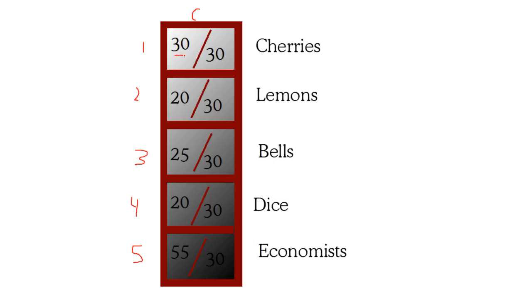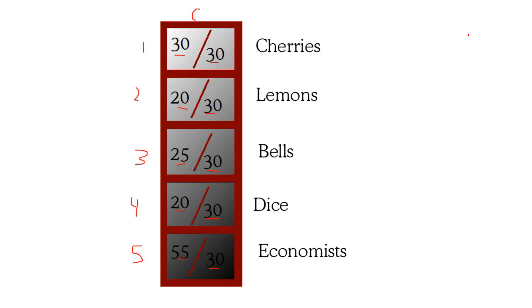So we observed 30 cherries, we expected 30. We observed 20 lemons, we expected 30. We observed 25 bells, we expected 30. We observed 20 dice, we expected 30. We observed 55 economists, we expected 30. So again, we just spun the wheel, and every time we spun it, we wrote down what came out, and of the 150 times we spun this wheel, 55 times that little picture of an economist showed up, and 30 times a little picture of a cherry showed up.